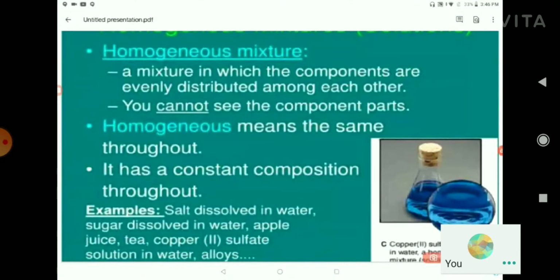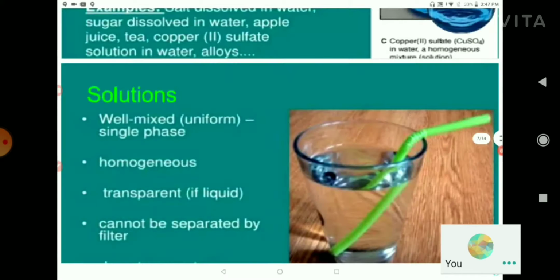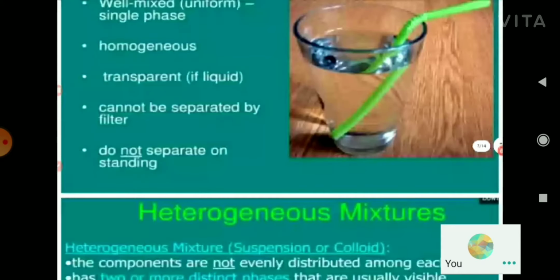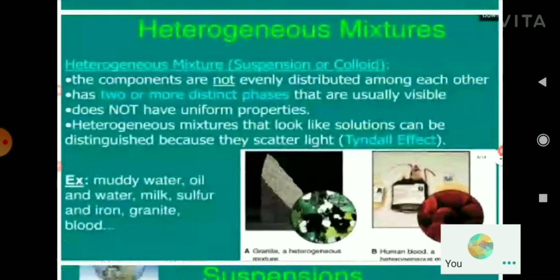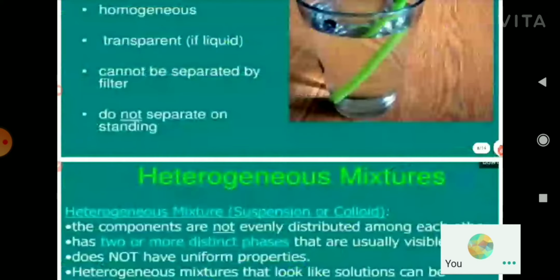You can see examples below: salt dissolved in water and sugar dissolved in water. We can't distinguish the salt or sugar from the water, and we can't see them separately. It has a constant composition. It is not like the bottom part is salt and the top part is water. Its composition is the same throughout. Now let's move to heterogeneous mixtures in depth. As I told you what solutions are, now let's move to heterogeneous mixtures.